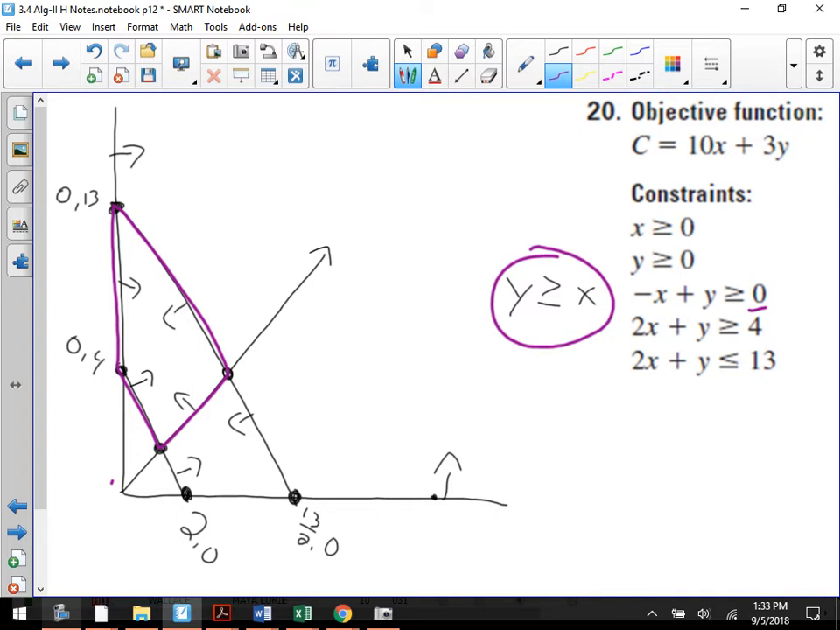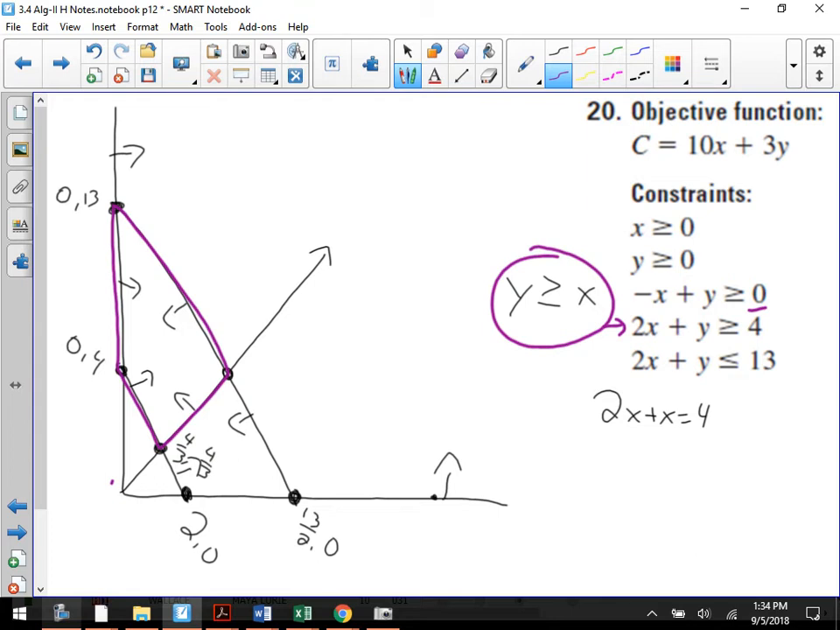Since I know that x and y are equal to each other, if I'm intercepting into this line here, I would just say 2x plus x is 4, because y equals x. That means x is 4/3, which means y is 4/3. I get 4/3 for both of those.